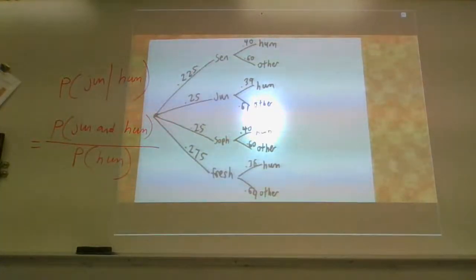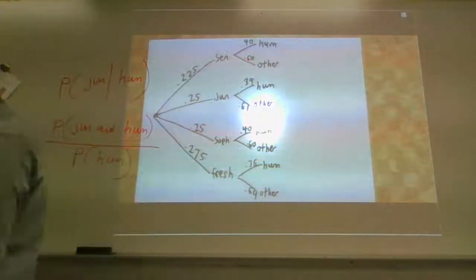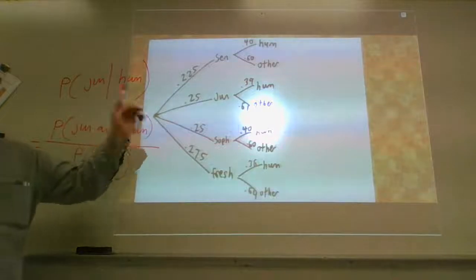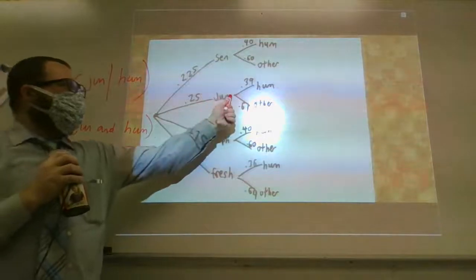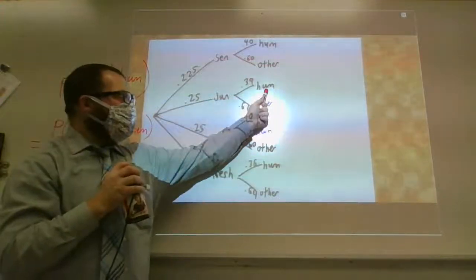Now, for the sake of argument, I'm going to run out of time today. I'm not going to put this into my notes just yet, but I did want to show you how the answer was actually found. First of all, if you want the probability of being a junior and a humanities major, and implies what operation? Multiplication. You simply go along the branches of the tree, 25% times 39% to get junior and humanities.